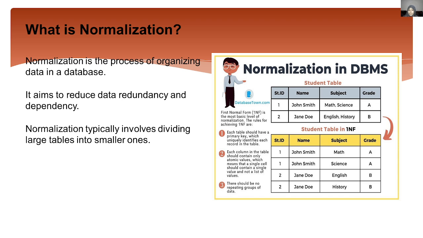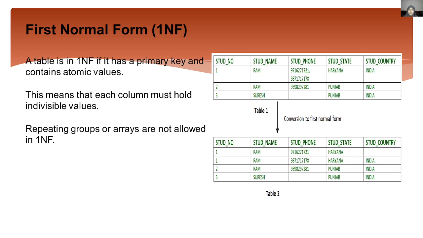Each column in the table should contain only atomic values, which means that a single cell should contain a single value and not a list of values. There should be no repeating groups of data, as you can look into the picture in the form of an example. First normal form, 1NF. A table is in 1NF if it has a primary key and contains atomic values. This means that each column must hold indivisible values. Repeating groups or arrays are not allowed in 1NF, as you can look into the example mentioned in the picture.